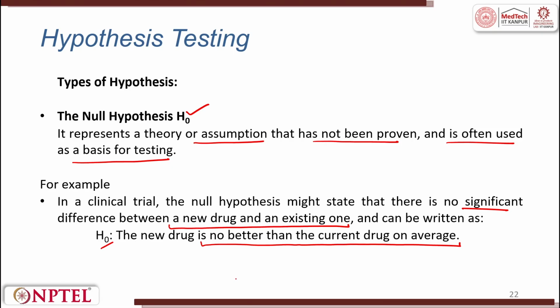If the null hypothesis is rejected, that means the statement that the new drug is no better than the current drug is rejected. That means there is a significant difference that exists. If it is not rejected, this means it is no better than the current drug.